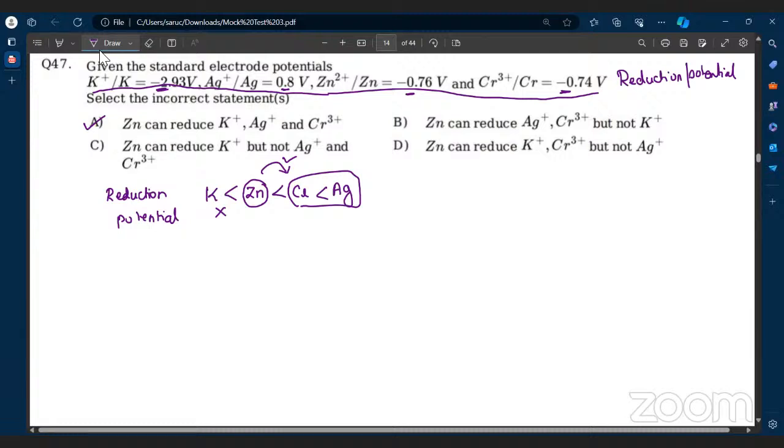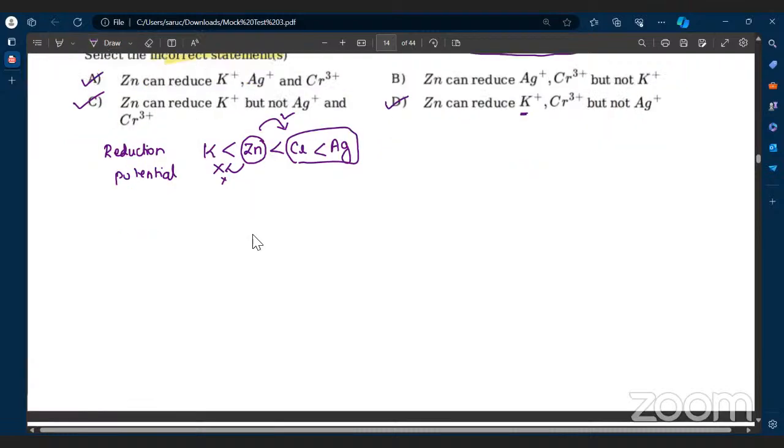Since they have asked you to choose the incorrect statement, see the question, this statement is going to be true, and so it is not going to be your answer. Now, zinc can reduce K plus? No, it can't reduce K plus. So option C is incorrect. Zinc can reduce K plus, again it cannot reduce. Option D is also an incorrect statement. So A, C, D are the incorrect statements and B is the correct one. Okay, got this question? Yes, ma'am. Okay. Moving to the next question.